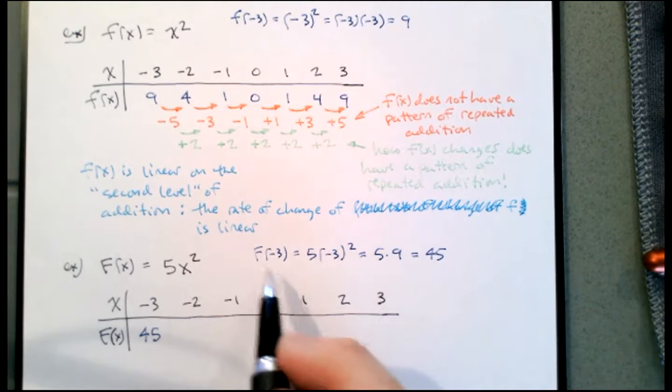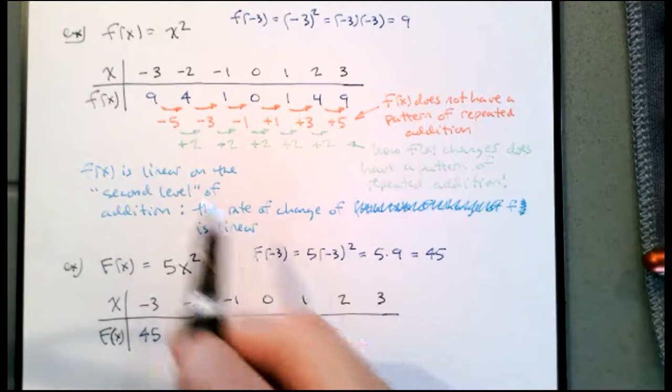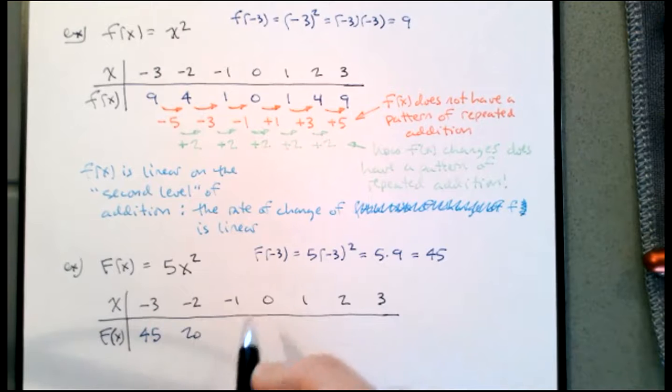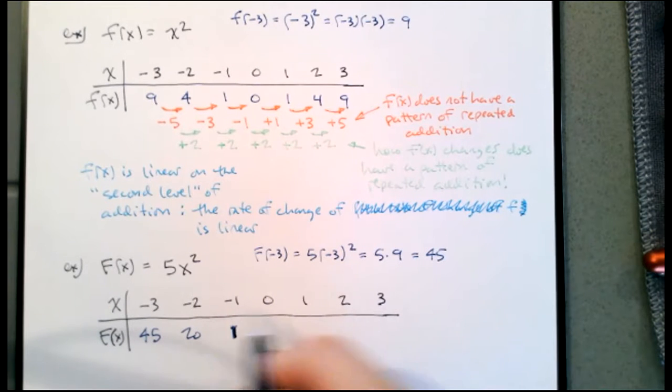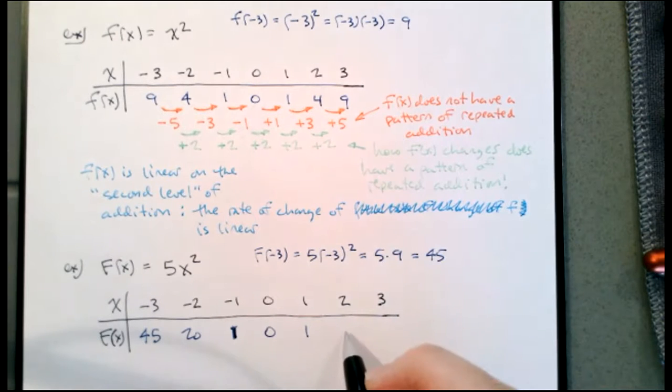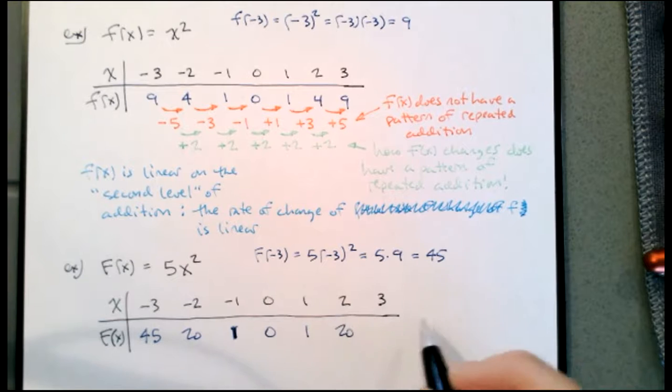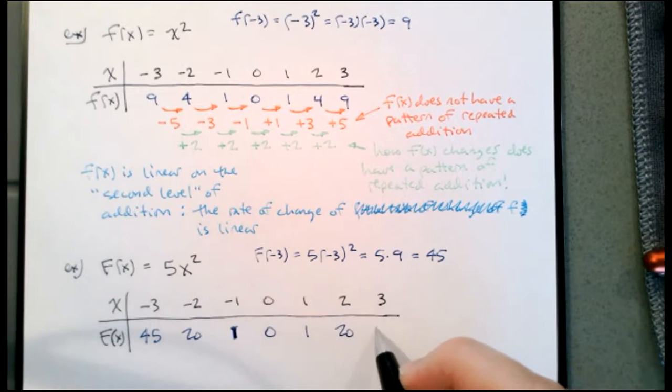F of negative 2 is just going to be 5 times what we had for x squared. So 5 times 4 is 20. 5 times 1 is 1. 5 times 0 is 0. 5 times 1 is 1. And we're just going to get a copy of the left over here on the right. 5 times 4 is 20 again, and 5 times 9 is, once again, 45.